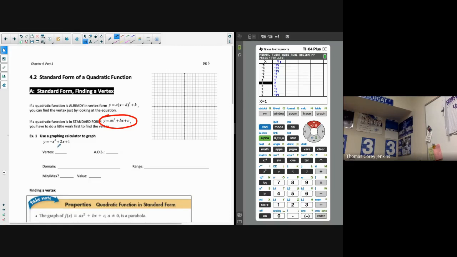So the vertex, again, is at (1, 2). I'll go ahead and plot that point. And then my axis of symmetry, remember, that's always x equals the x coordinate of my vertex, right? So x equals 1. That's the equation for this line.